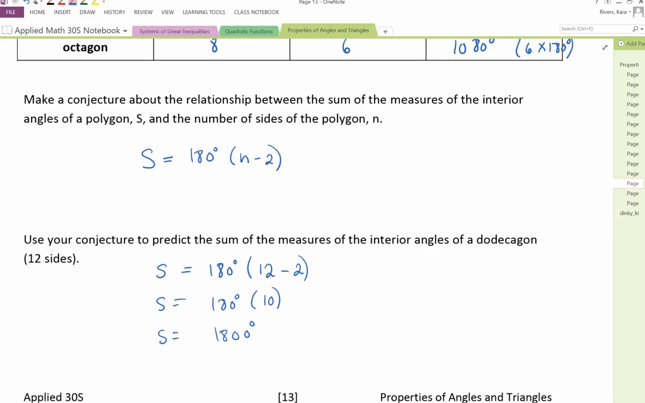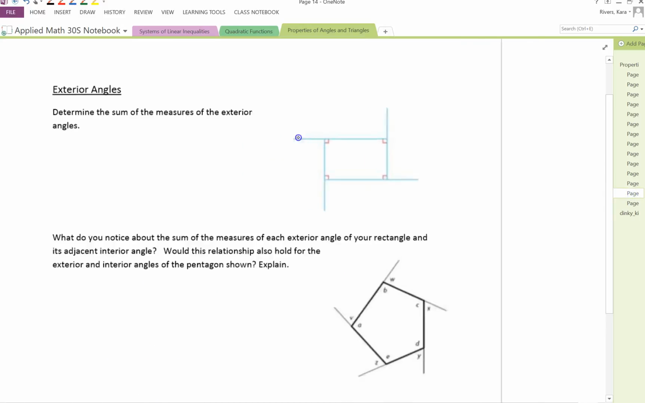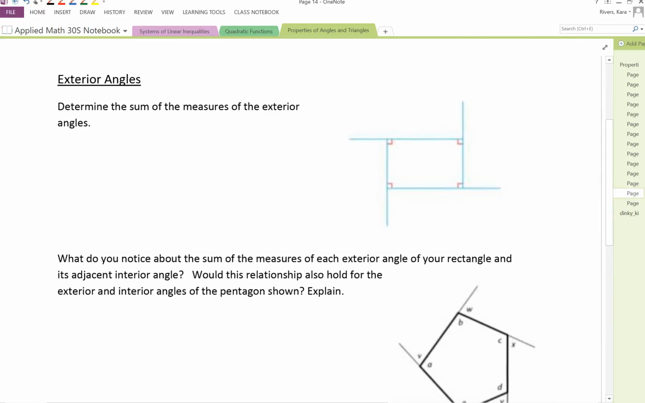All right, how does this relate to exterior angles? Because I had already mentioned that that's where we're going with this. Let's take a look at the next page. So it says determine the sum of the measure of the exterior angles in this shape.